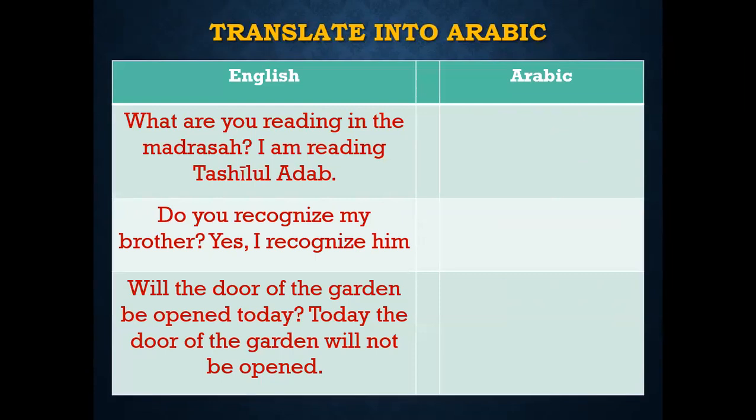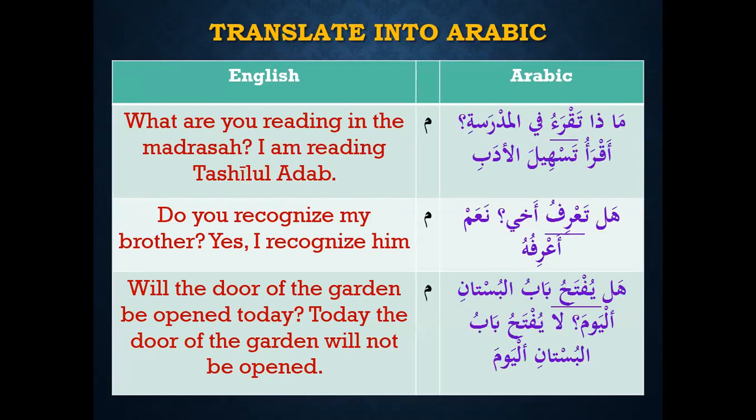Okay, let's do some practice. What are you reading in madrasa? Mada taqra'u fil madrasa. So, mada taqra'u, you read. Is it lazim or muta'addi? You can't read until and unless you have something to read. That is why aqra'u, I read, tasheel al-adab. To read, you have to have something to read. You look at the book and read, even if you read it from your memory. So you've got maf'ul there. أقرأ تسهيل الأدب, I read Tasheel al-Adab.